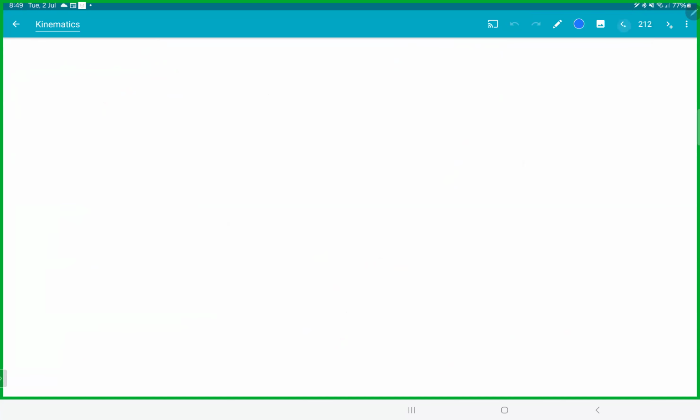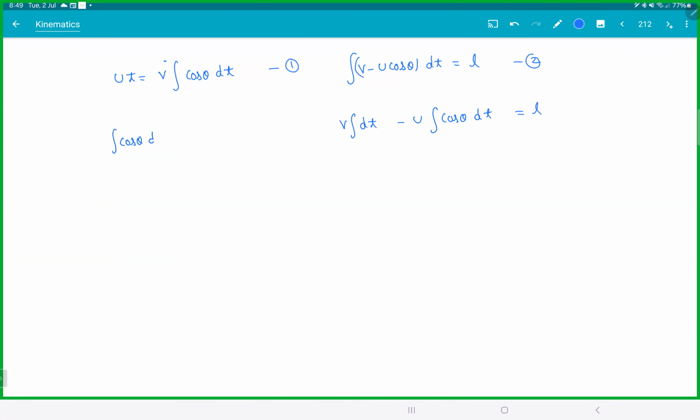So the first equation is ut is integral v cos theta dt. This was equation 1. And the second one was integral of v minus u cos theta dt is equal to L. So from here, we can say this is v integral dt minus u integral cos theta dt is equal to L. And from here, we can see integral cos theta dt is ut by v.